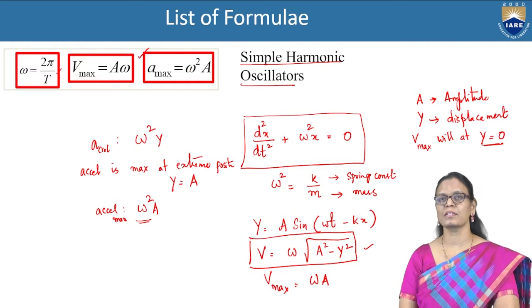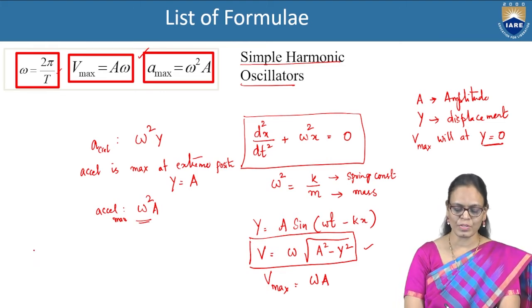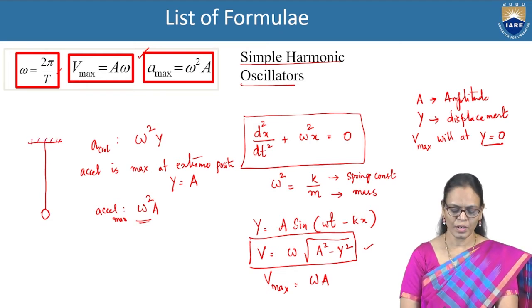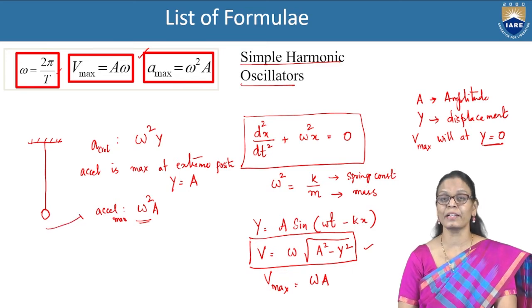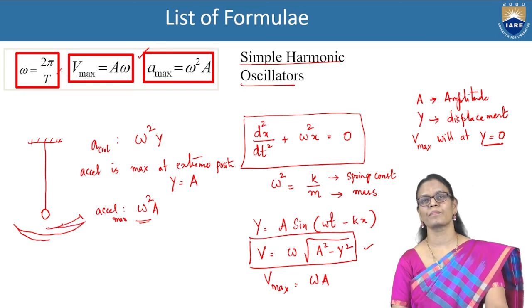So how do we understand this for a simple pendulum? Suppose we take the simple pendulum as the simplest example of a simple harmonic oscillator. We have a small bob which is attached to a string and suspended from a rigid support. When you displace it to one end and leave it, it keeps on oscillating. It will start from here, go and come back. From the initial position, this is one complete oscillation.